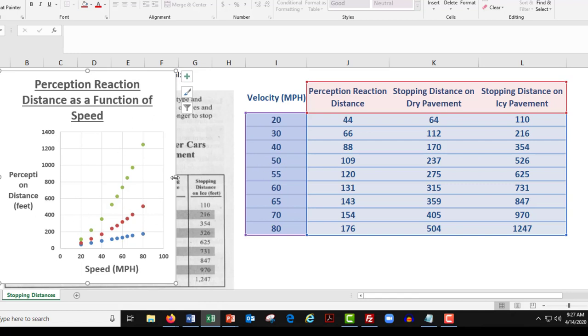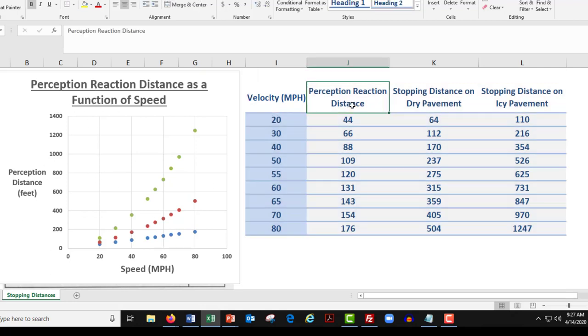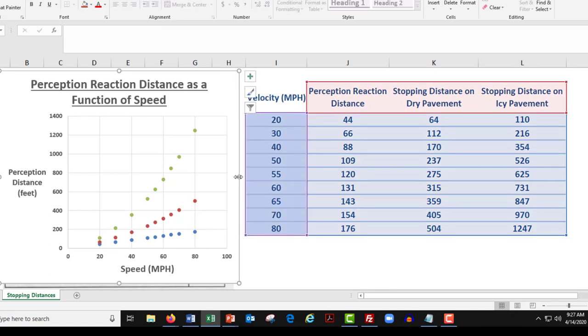Now I'm going to scooch it over just a little bit for starters. You'll notice there's now 3 different data sets. We're going to have to change our graph because no longer are we just looking at perception distance. We are now looking at perception distance, we're also looking at the stopping distance on dry pavement, and we're also looking at the stopping distance on icy pavement.